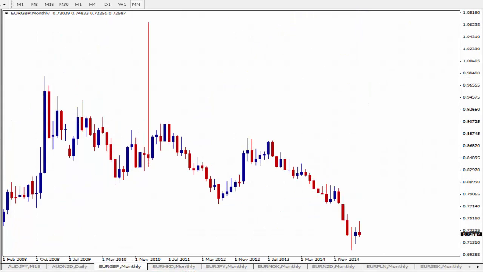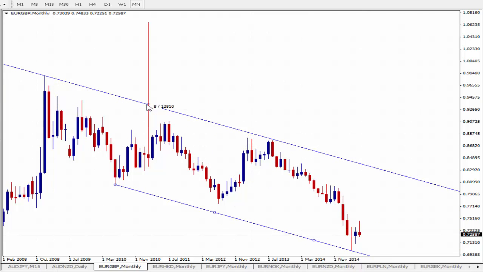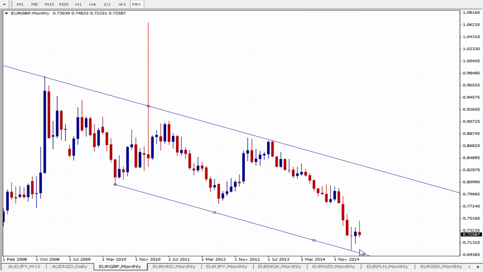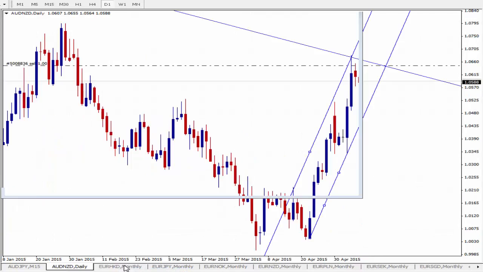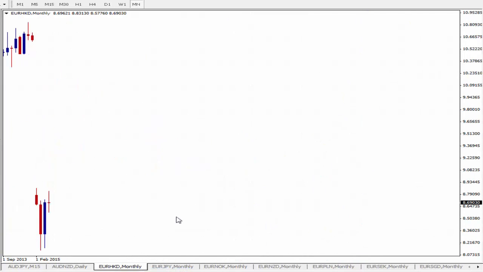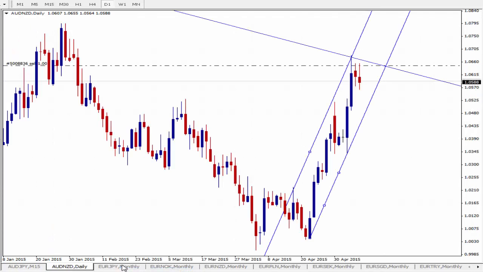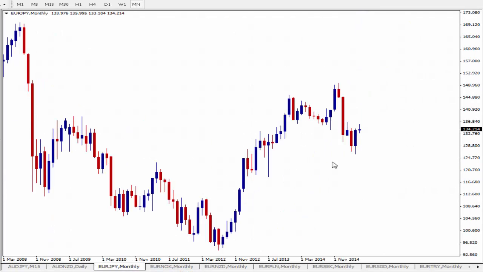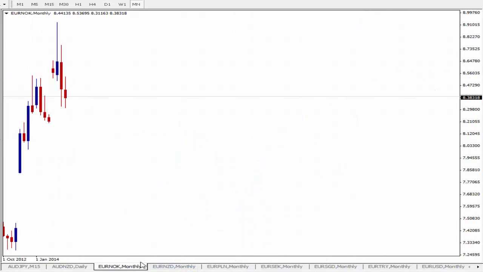Okay, here's another monthly chart. Again, being at the bottom of the channel like that, I don't want to be involved. This one's all over the place. Don't want to be involved. Okay, this is not convincing either. So, don't want to be involved there.